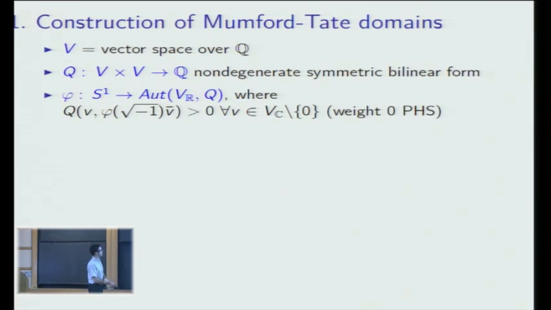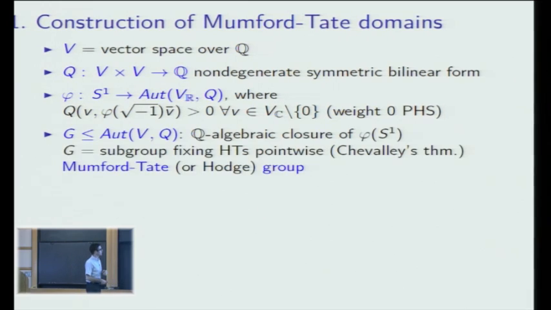If you think of this φ as a polarized Hodge structure, the second Hodge-Riemann bilinear relation would then be this positivity condition. And again, the way to think of these as Hodge structures is to look at their eigenspaces. These are the H^{p,q}s. Since they're defined over R, these are conjugate. Now I define G, my Mumford-Tate group, which is usually called the Hodge or special Mumford-Tate group, but for me is the Mumford-Tate group, to be the Q-algebraic closure of φ(S¹) inside of V_Q.